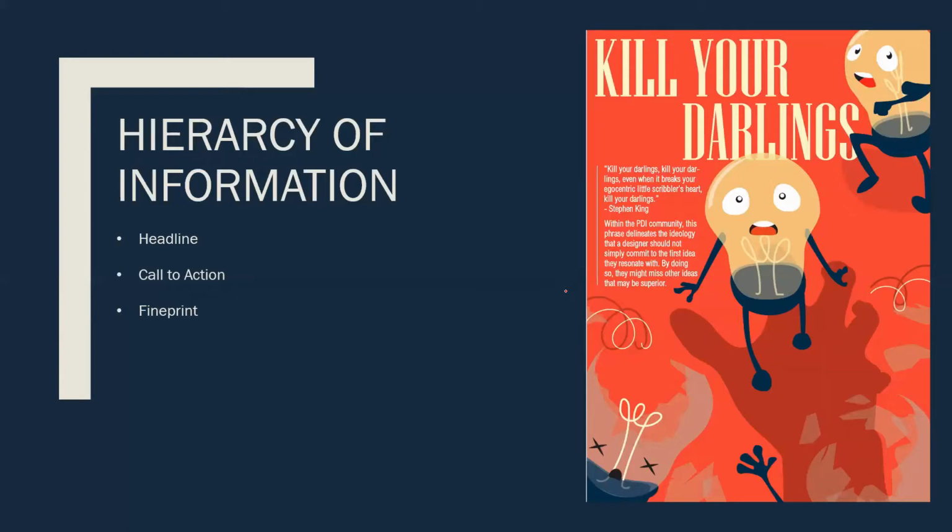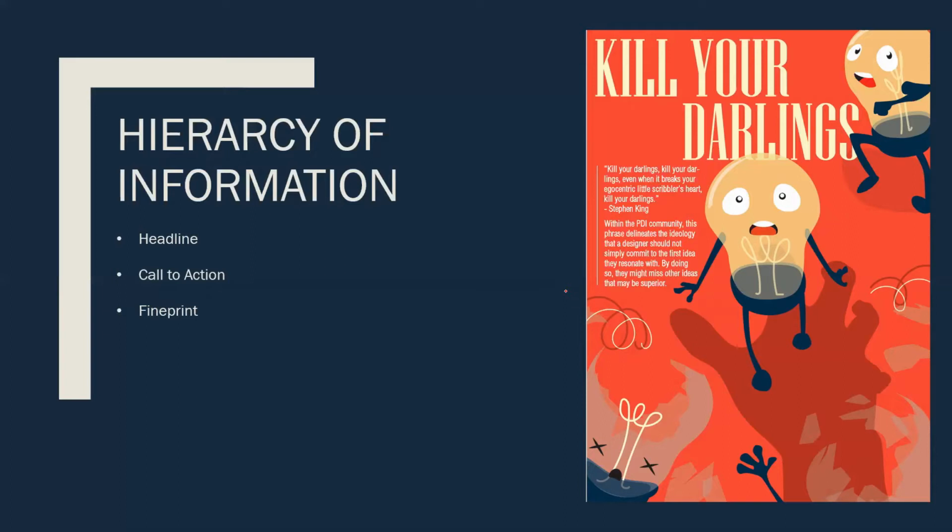What I mean by the hierarchy of information is basically you deciding what is most important for your audience to see first, and then how you convey that importance through your poster. The order of importance should be as follows: the headline, the call to action, and then the fine print.